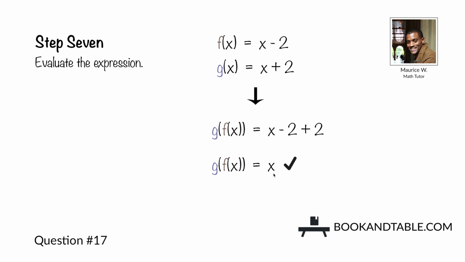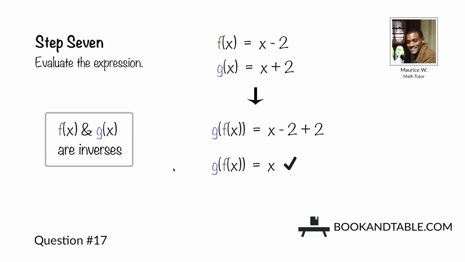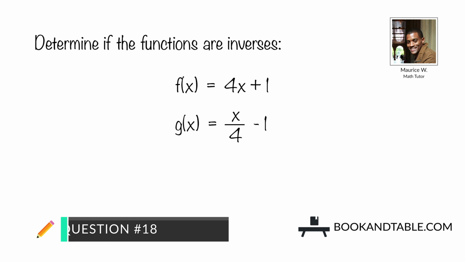So since f of g of x and g of f of x both give us an outcome of x, that confirms that f of x and g of x are inverses. So that is the answer to question number 17. Let's now have a look at question number 18.